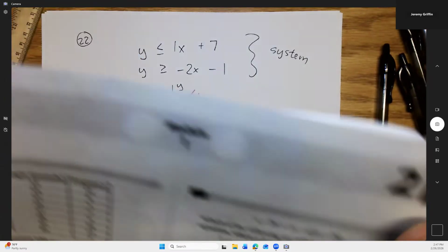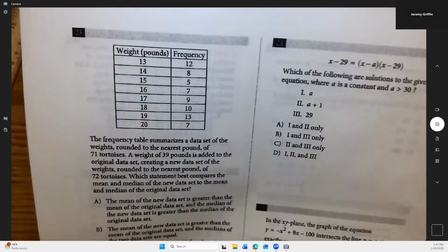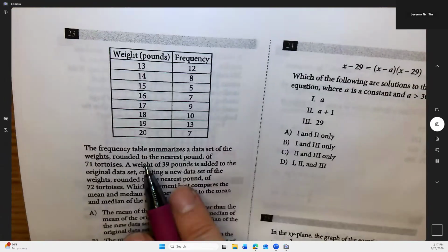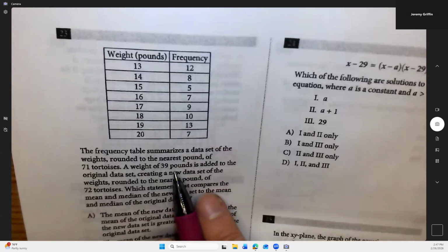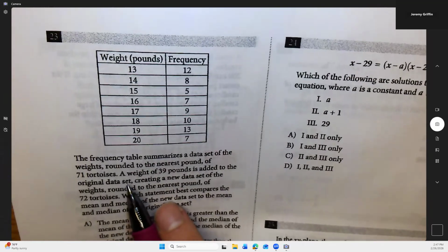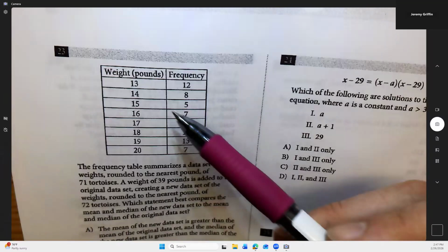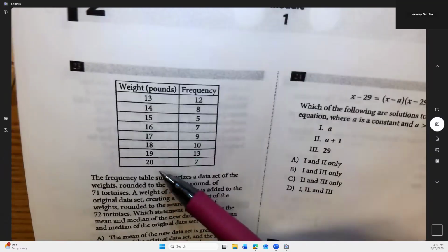All right, 23. We got weight and frequency. A frequency table summarizes a data set of the weights, to the nearest pound, of 71 tortoises. A weight of 39 pounds is added to the original data set. Now pause right there, because that's actually pretty weird. We got 12 tortoises that are 13 pounds, right? And then you increase a pound and get all these different tortoises.